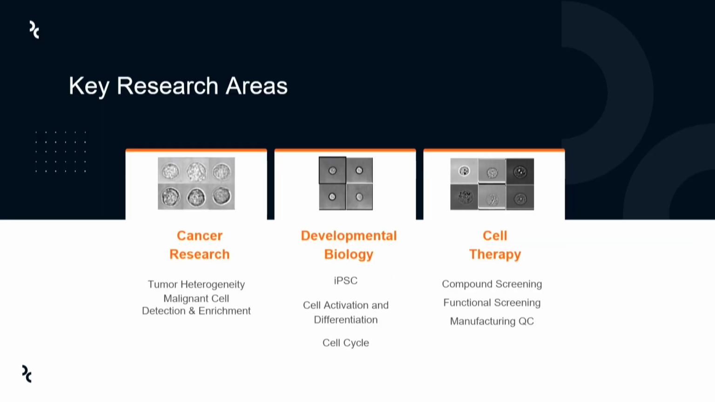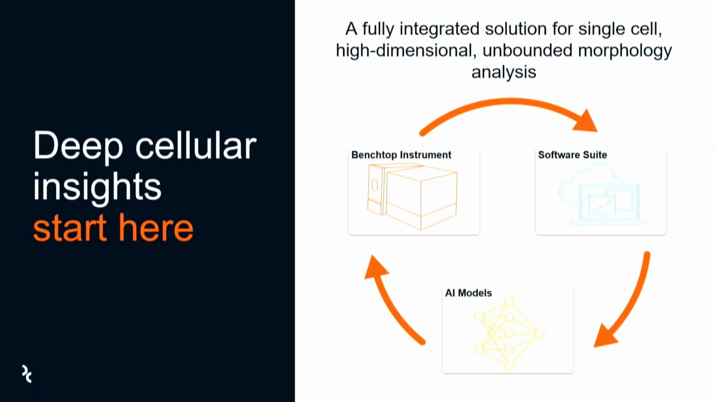Now, I've just touched upon a few examples of how Deepcell has been applied, but we've seen it used in a number of key research areas, including cancer, developmental biology, cell therapy, and more. And so I hope I've convinced you today that deep cellular insights start here with the Deepcell platform, which is a fully integrated solution for single-cell, high-dimensional, unbounded morphology analysis.